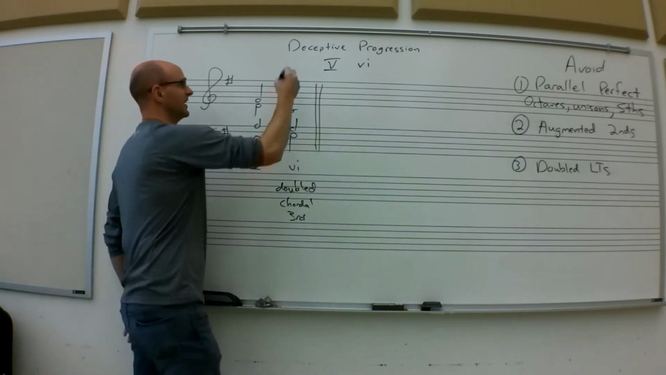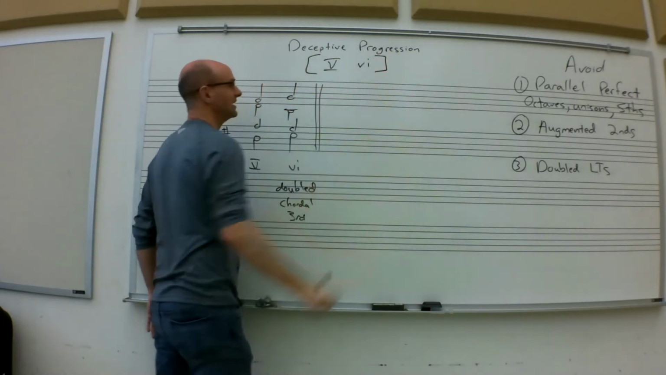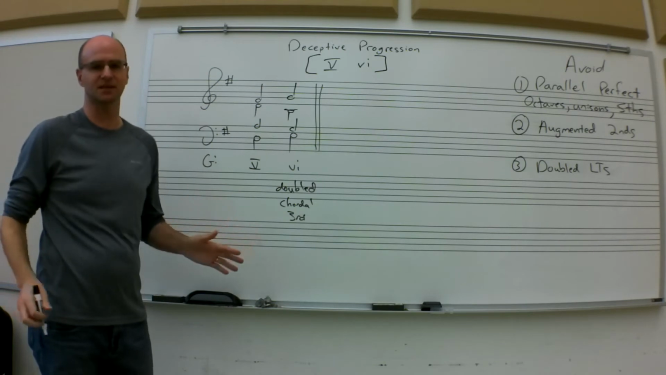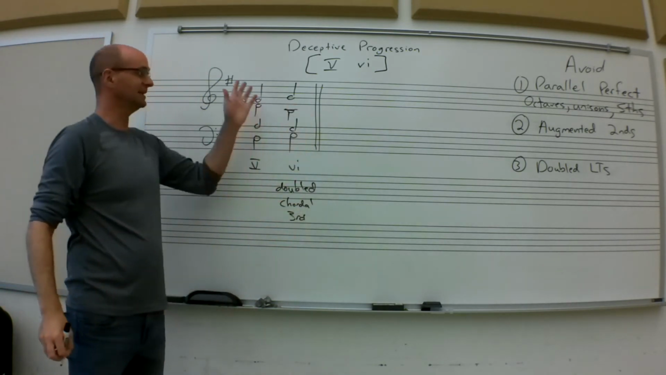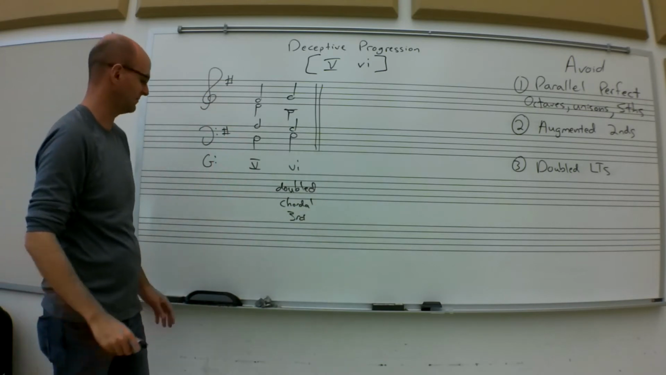The deceptive progression is very specific. It needs to be 5 to 6. 1 to 6 isn't a deceptive progression, okay? So this is 5 to 6. And part of the problem is that leading tone, right? It needs to resolve up by step.